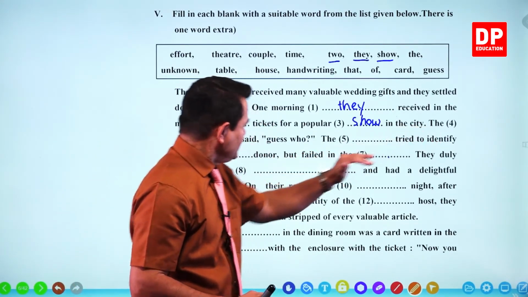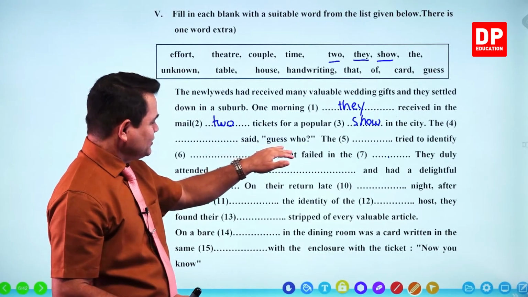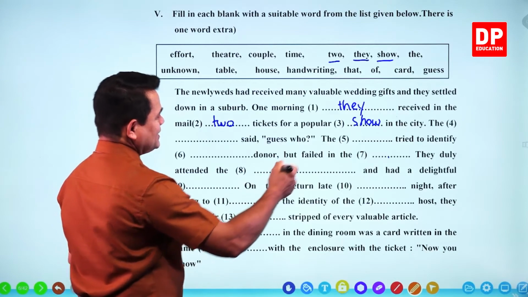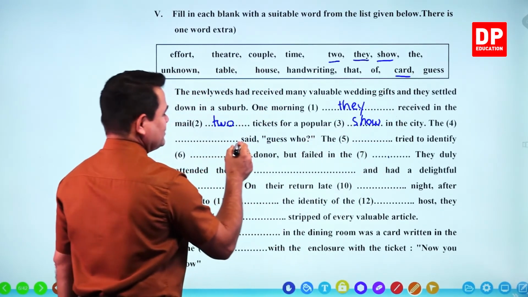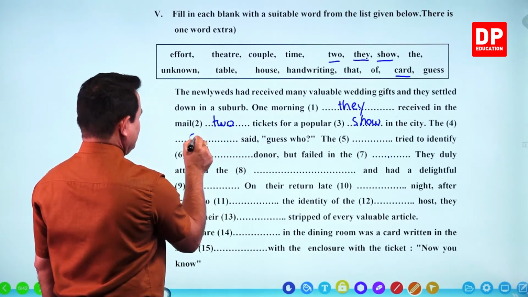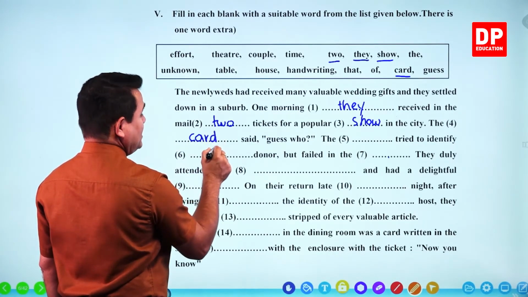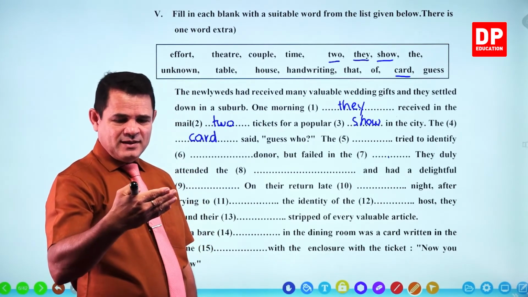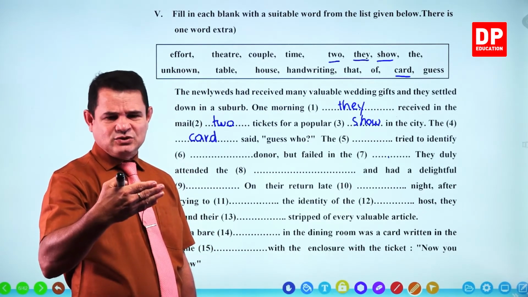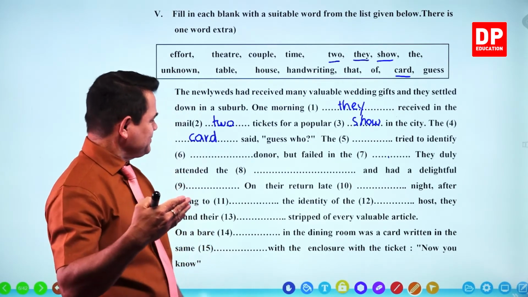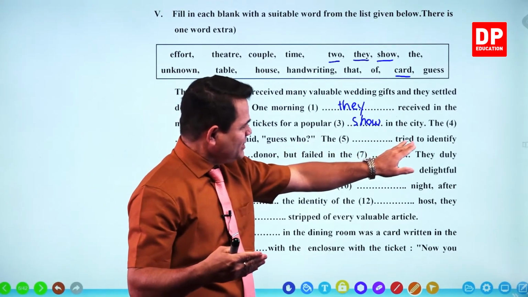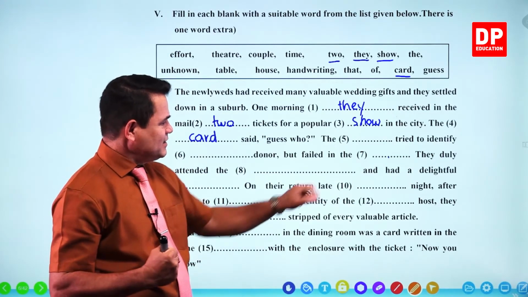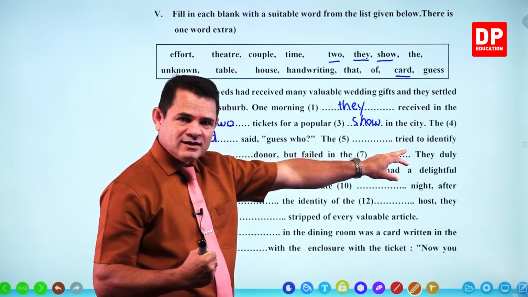Then the card said, guess who. The card had the same tickets and a card. The card said, guess who. So when they look at the card and two tickets are there, the words say guess who. The couple tried to identify who it was.